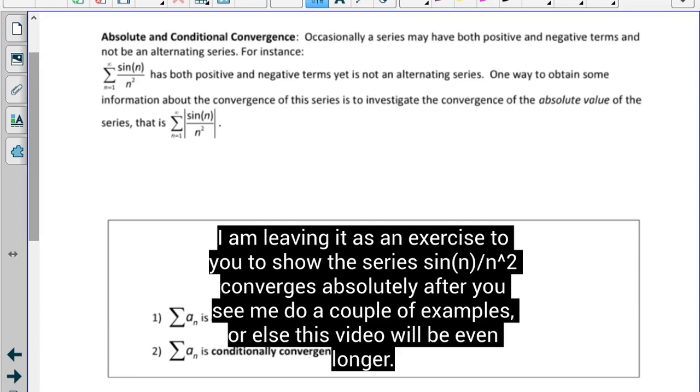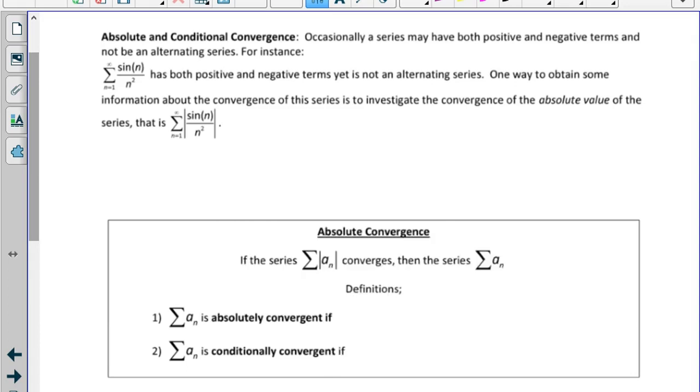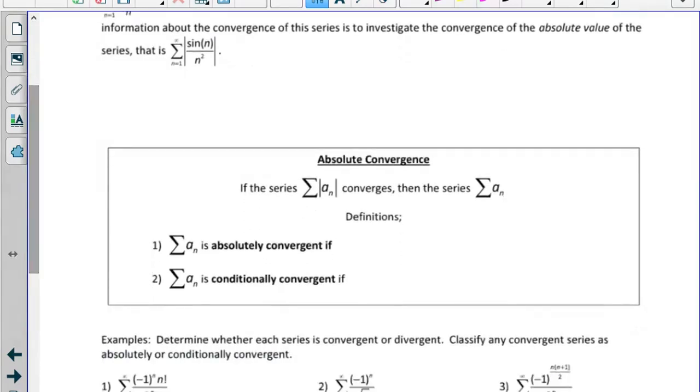One way to obtain information about this is we look at the absolute value of the series and see if that converges. So if the absolute value of the series converges, then we have something called absolute convergence. So if we're looking at this particular situation, if the series, the sum of the absolute value of a sub n converges, then the other series definitely converges. That is a true statement. So this series, the sum of a sub n, is absolutely convergent if the sum of the absolute value of the terms converges.